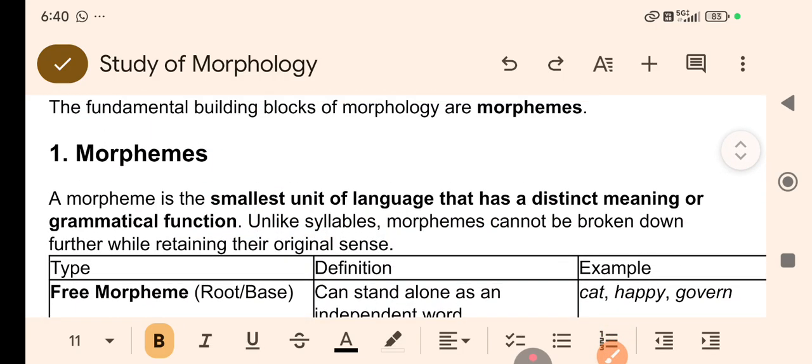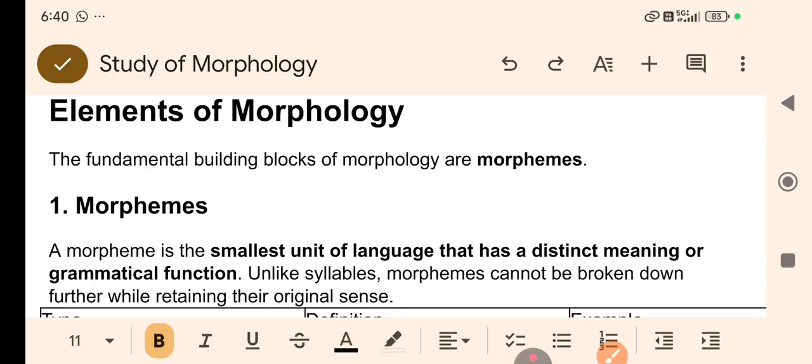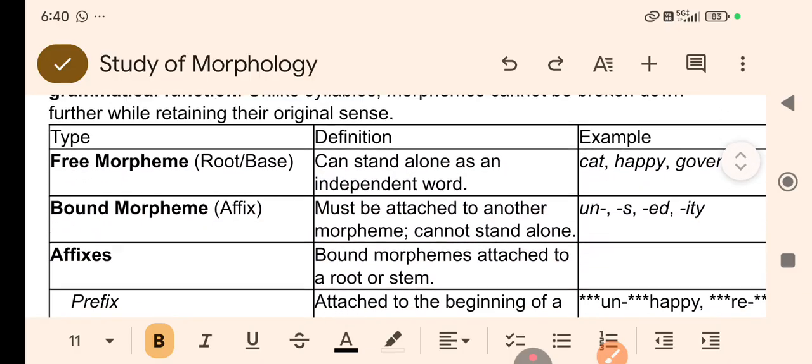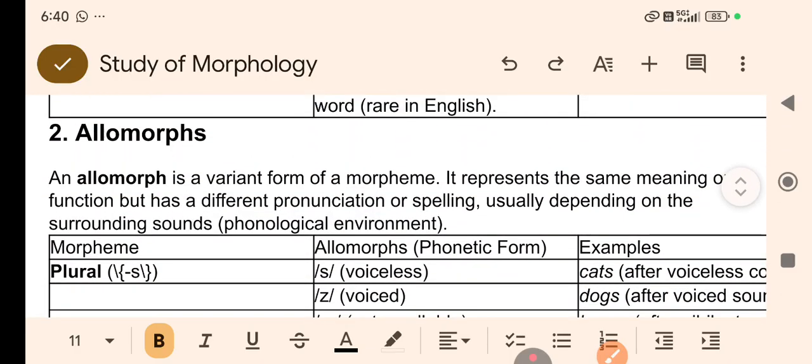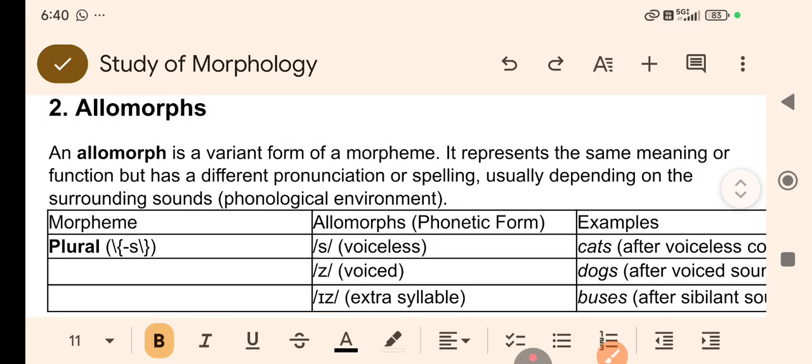So these are the elements. The first element is morphemes. Number two, allomorphs. Like allophones, allomorphs are also there. An allomorph is a variant form of a morpheme. I am repeating so that you do not get confused, and that is why I mention the allophone.